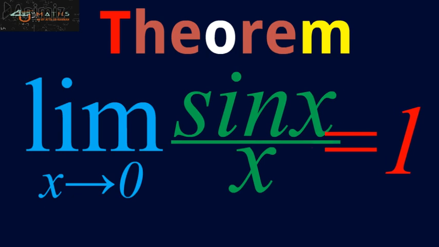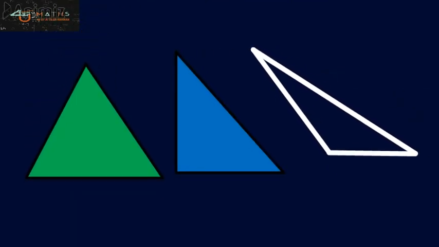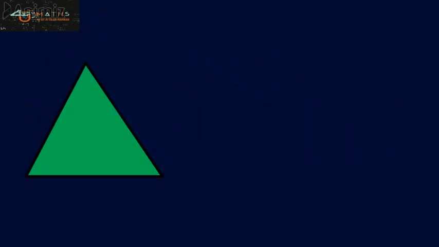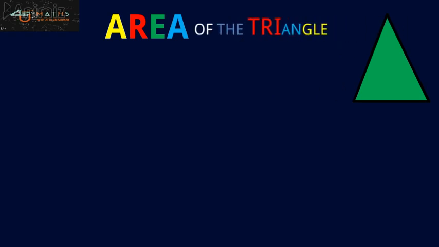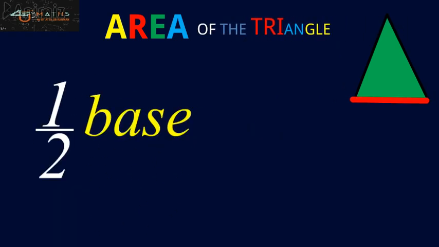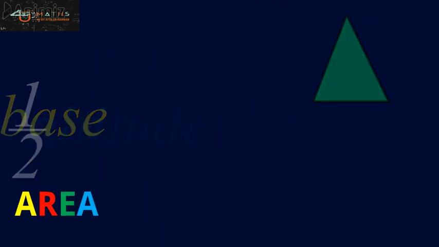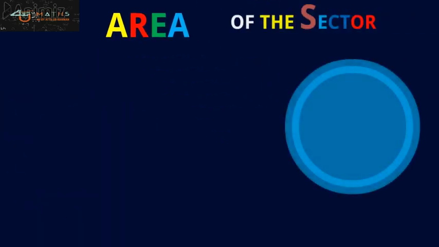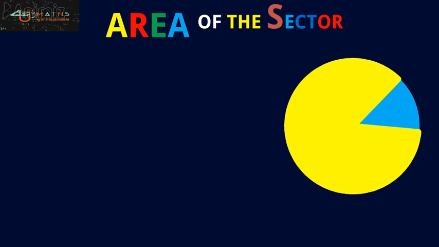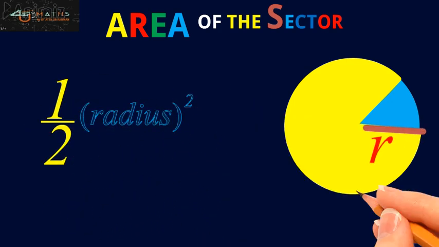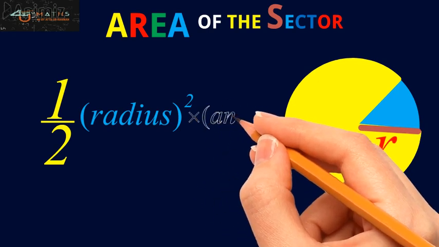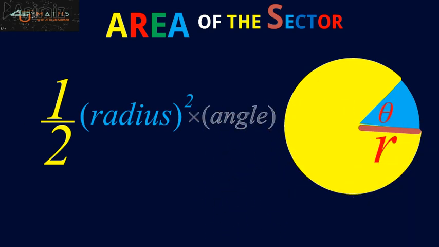The first one is the area of the triangle. As we know, the area of the triangle is half base into altitude. The second one is the area of the sector. The area of the sector is half square of the radius into the radian measure of the central angle of the sector.